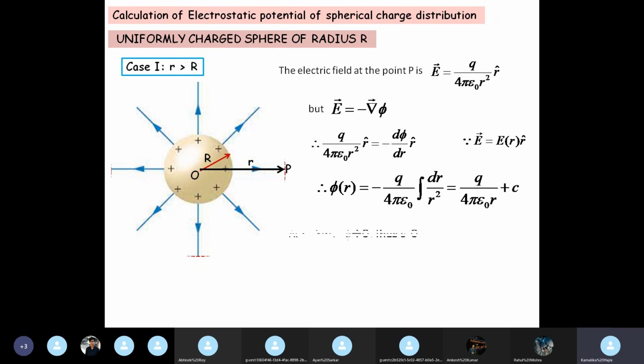Now how will we find the constant of integration? We know that at r tends to infinity, phi tends to 0. So putting that boundary condition, you get c, the constant of integration, equal to 0. So we get the potential at a point P at a distance r, which is lying outside the charged solid sphere, is given by q by 4 pi epsilon naught r.